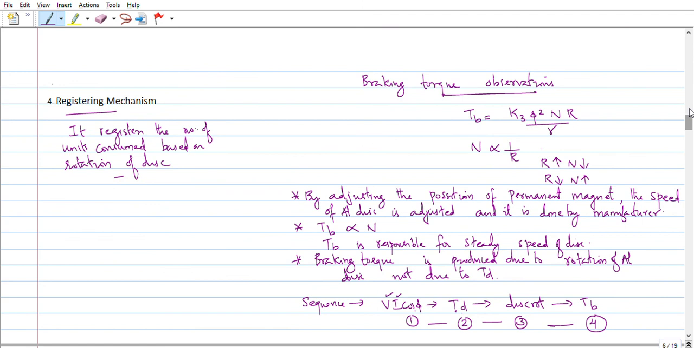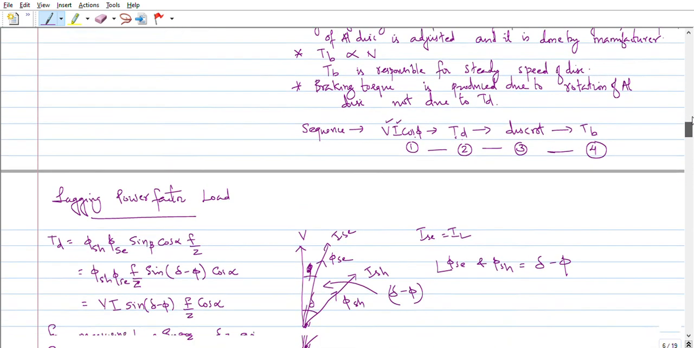Then braking torque is proportional to N, speed is proportional. Then who is responsible for steady speed of the disk? Braking torque is responsible for the steady speed of the disk. Then sequence of operations ഓർത്ത് വെക്കുക: deflecting torque develop ചെയ്ത്, disk rotate ചെയ്ത ശേഷം മാത്രമേ braking torque develop ചെയ്യുകയുള്ളൂ എന്ന് ഓർത്ത് വെക്കുക.